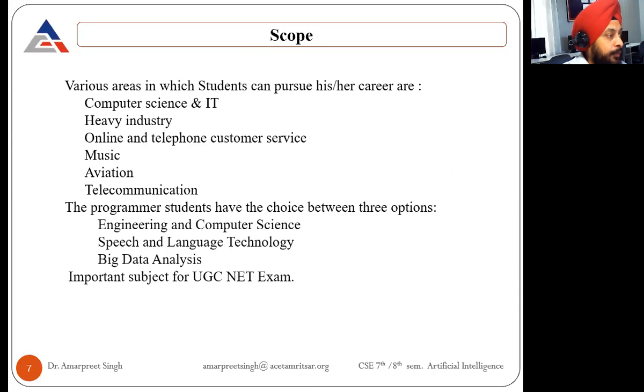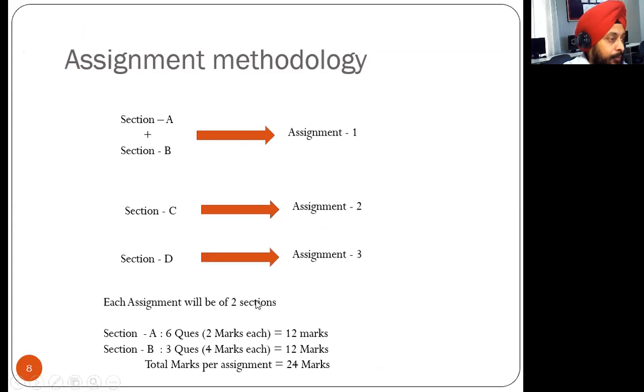So, the scope of this subject. It is being used in various areas in which students can pursue a career: computer science and IT, heavy industry, online and telecom customer services, music, aviation, telecommunications. These are some of the areas in the list where you can see the scope of AI. Programmer students have a choice between three options: engineering, computer science, speech and language technology, and big data analysis. It is also an important subject for the UGC NET exam.